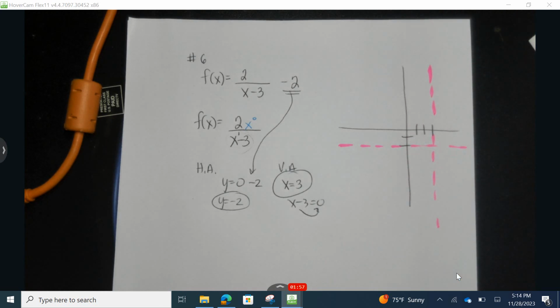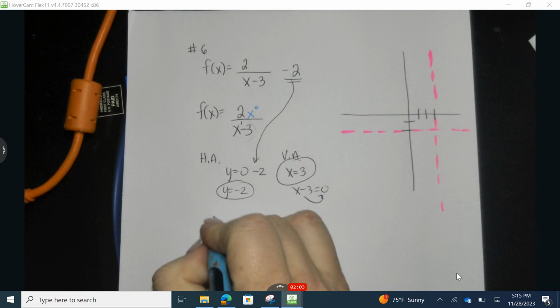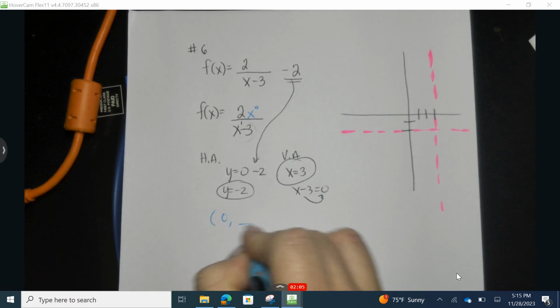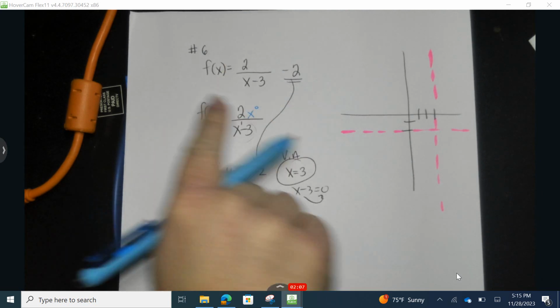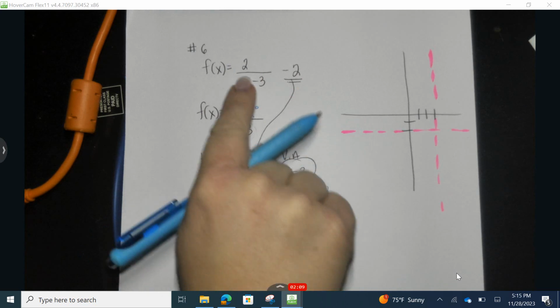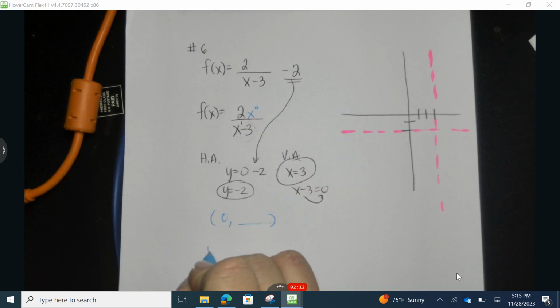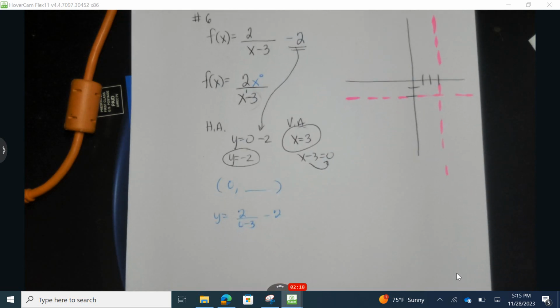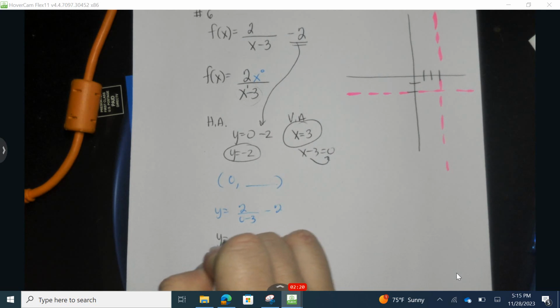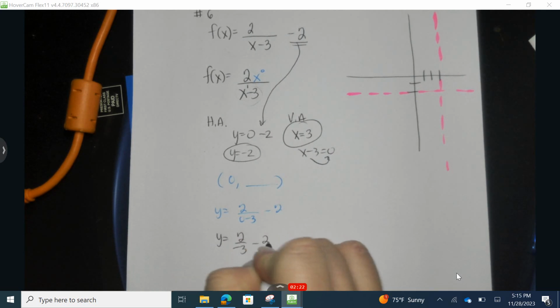Okay, let's go ahead now. Using algebra, remember we're not supposed to use a graphing device. Using algebra, let's identify the y-intercept. To identify the y-intercept, I know that x is always going to be 0. So I'm going to come up to this original problem and substitute 0 in for x. So I have y equals 2 over 0 minus 3, minus 2. Y equals 2 over negative 3 minus 2.